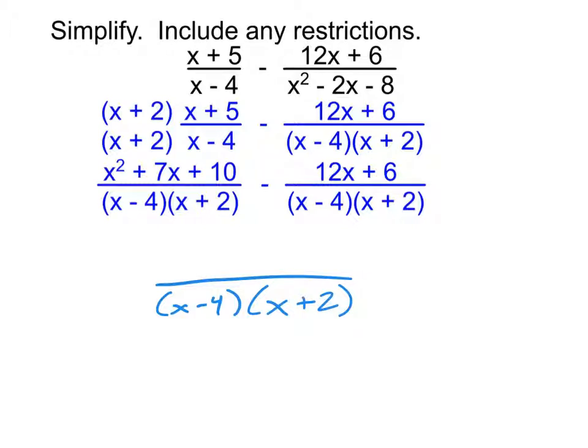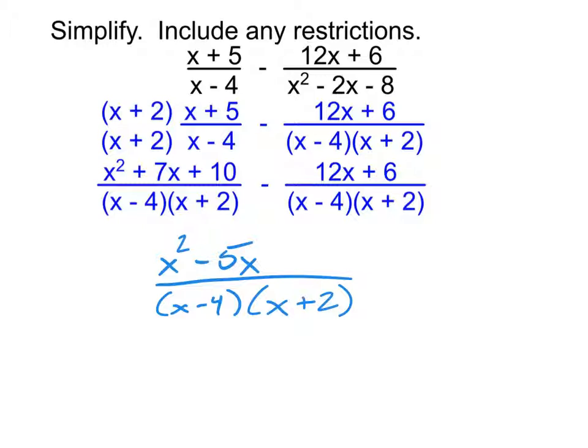The x squared, does it have any like terms over here? No. So that's going to stay as x squared. The 7x, does it have any like terms over here? Yes. So when I combine the 7x and the 12x, what are we going to get? It's not 19x, is it? Remember what I was saying about having to be careful with the subtraction? This is where that's going to happen. We've got to do 7x minus 12x, which is actually going to be negative 5x.